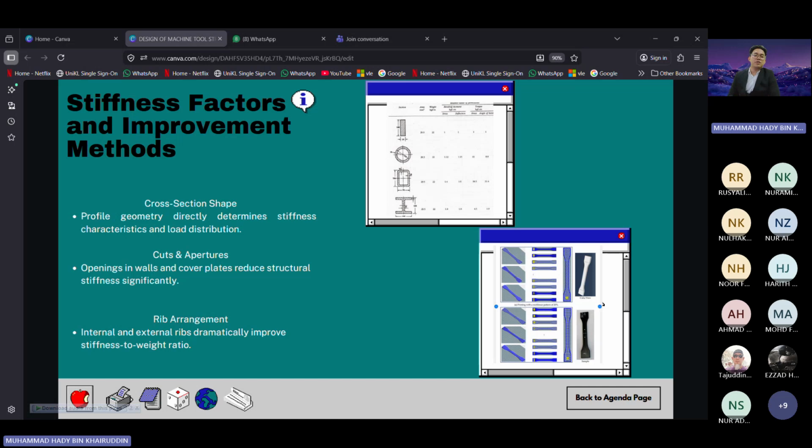For cross-section shape, the first and most powerful tool in our kit is cross-section shape. As we see, the profile geometry is what determines how the load is distributed. By choosing a hollow box section over a solid bar, we can gain a massive amount of stiffness without adding a single kilogram of weight. It's all about putting the material exactly where the stress is highest, usually as far from the center axis as possible.